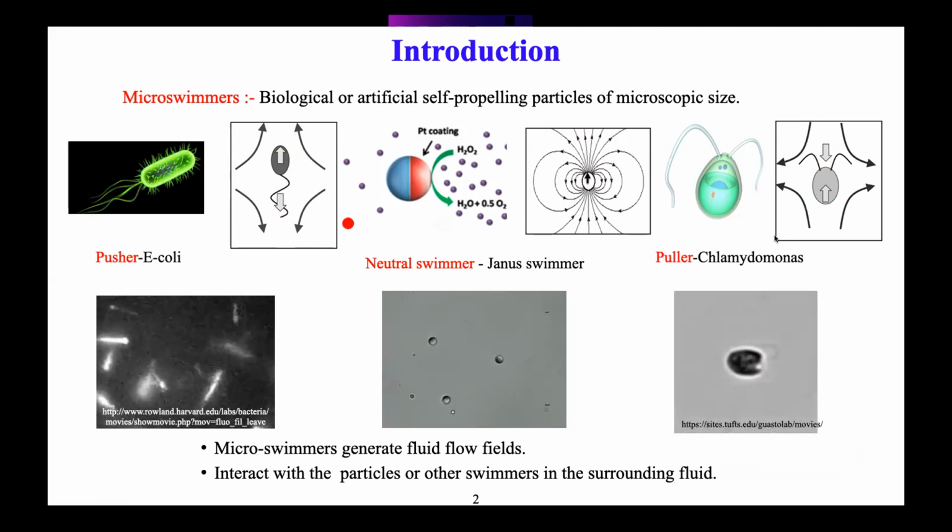So the flow fields of a pusher and a puller microswimmer look very similar to a force dipole flow field, with the thrust and drag force acting as the two monopoles. Whereas neutral swimmers are artificial swimmers like Janus swimmers that generate a source-like flow field. So we can see that all these microswimmers can disturb the flow field when they are swimming in the fluid. Therefore, they can interact with other swimmers or particles which are present in the surrounding fluid.